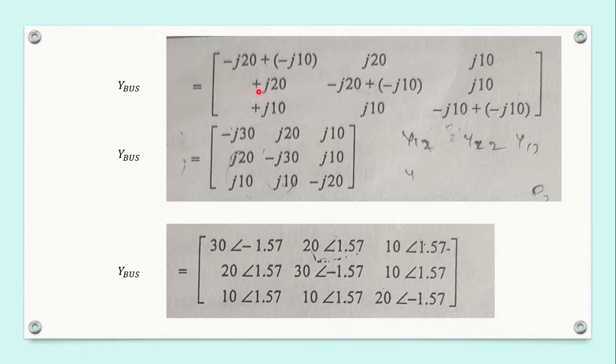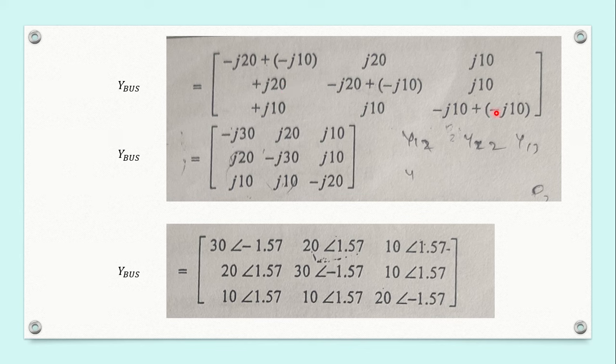So this is our bus admittance matrix. In order to get Y11, we have to add all the admittances connected to bus number 1. Whereas Y12 will be equal to negative of the admittance connected between bus number 1 and 2. Similarly, Y13 is the negative of the admittance connected between bus number 1 and bus number 3. And likewise, we can calculate all the remaining elements.